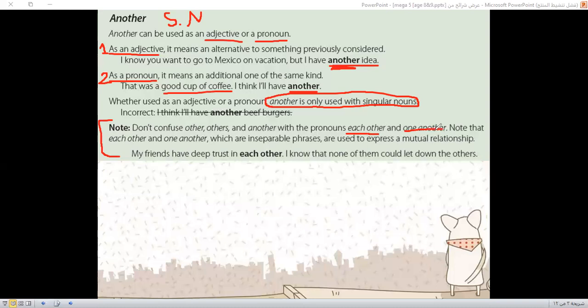Those phrases, when I use them, I don't mean another and other and others, the ones that we just studied. No, those are inseparable phrases. Do you know the meaning of inseparable? It means that I cannot separate them from each other. They have to be together. And they mean what? A mutual relationship. So I don't mean by them another or other or others. Those are different things, phrases that are inseparable. Clear?